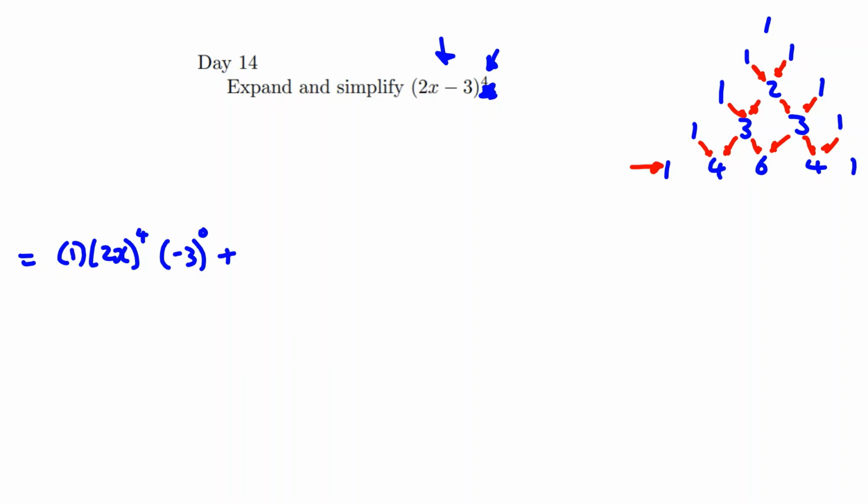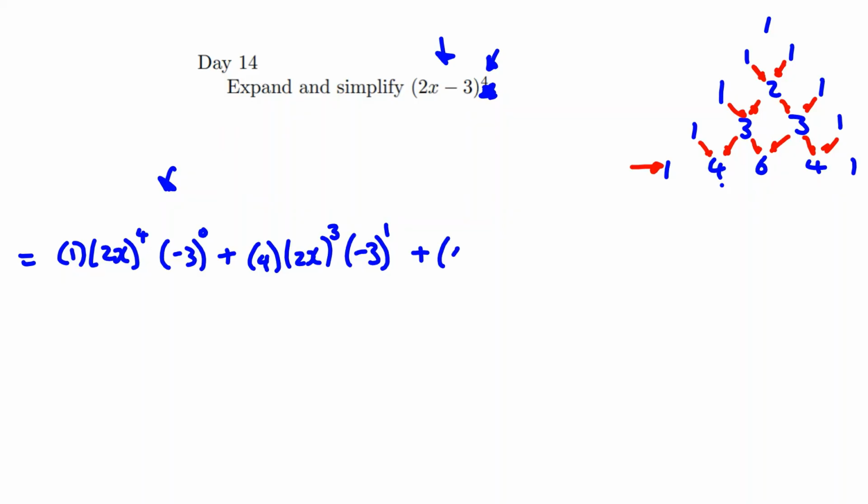The next thing we're going to do is take the next coefficient, which is 4, multiply it by the first term in the bracket, but we're going to reduce the power by 1. And we're going to take the second term and raise the power from the previous one we got here. So we're going to keep doing this.